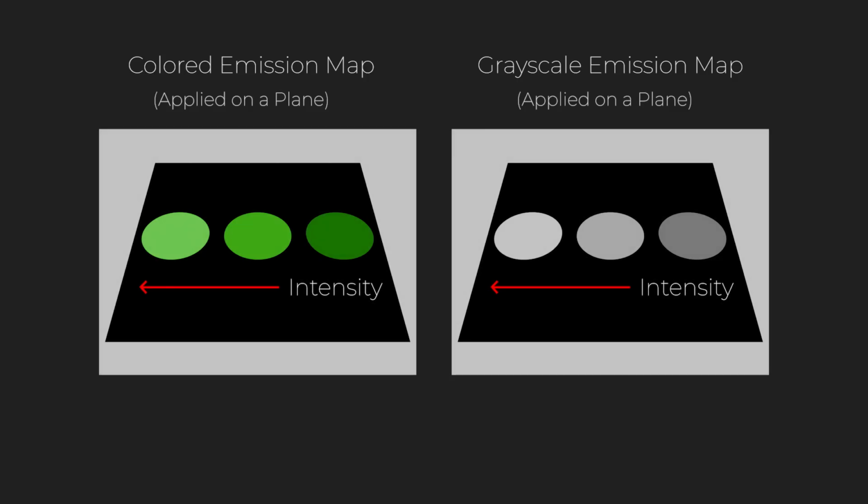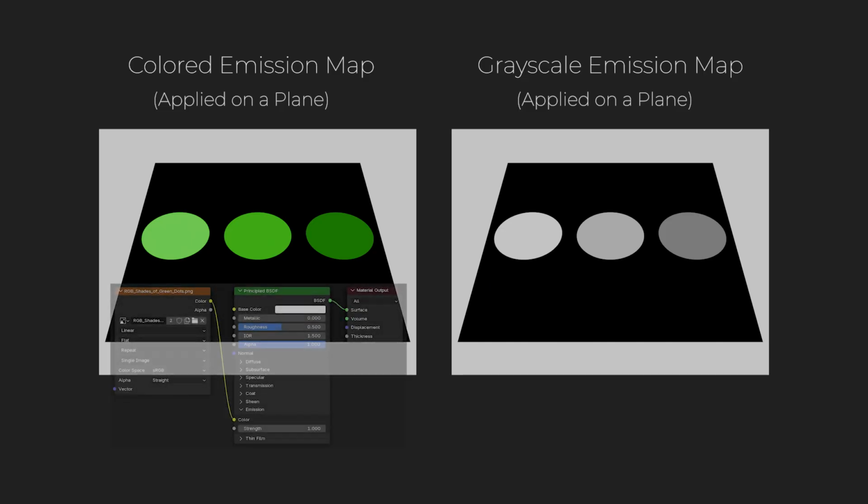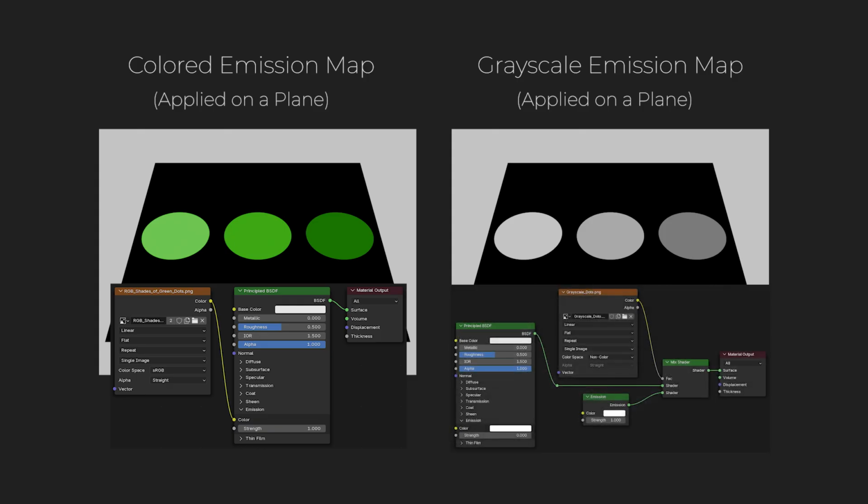In both cases, the brightness of the map controls how much light the material emits. White or bright colors produce the strongest glow, while darker values result in weaker or no emission. The colored emission map is typically plugged directly into the emission color input of the Principled BSDF. The black and white emission map is typically used in a mixed shader setup with a separate emission shader, where the map acts as a mask to control where the glow shows up.